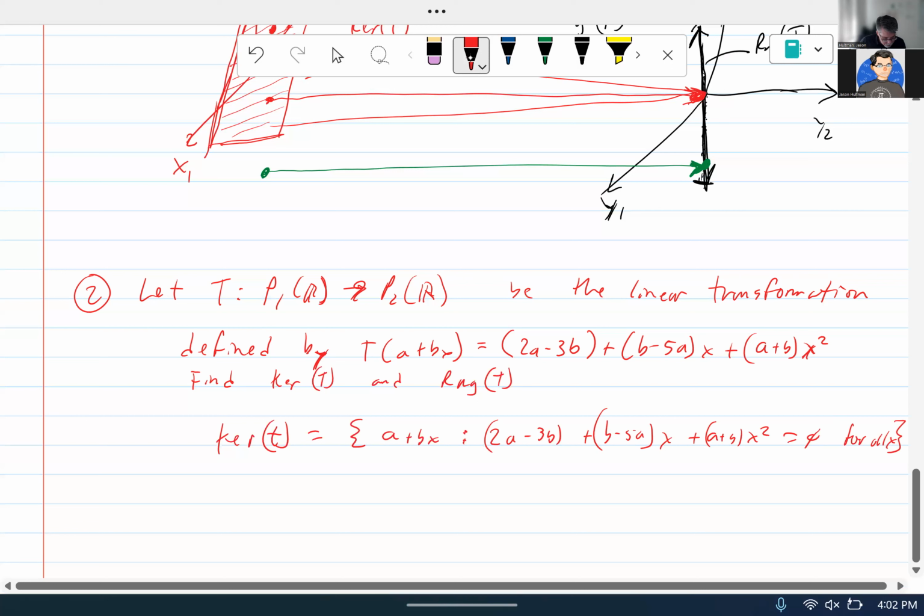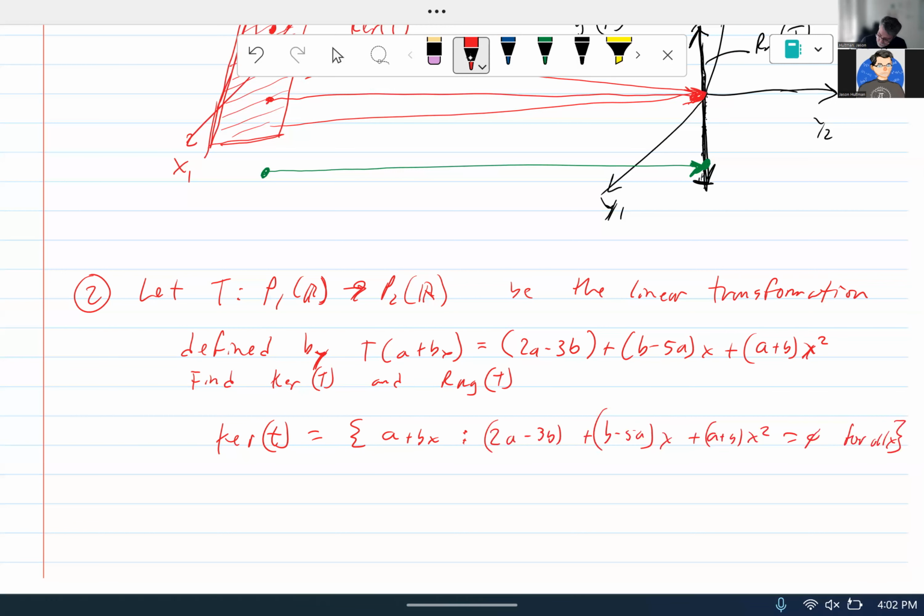Okay, so what does this mean? Well, it means that 2A minus 3B must be equal to 0. B minus 5A must equal 0. And A plus B must equal 0, right? Because the only way to get a quadratic to be 0 is to have all my coefficients be zeros. Otherwise, I don't have a 0, I have a quadratic.